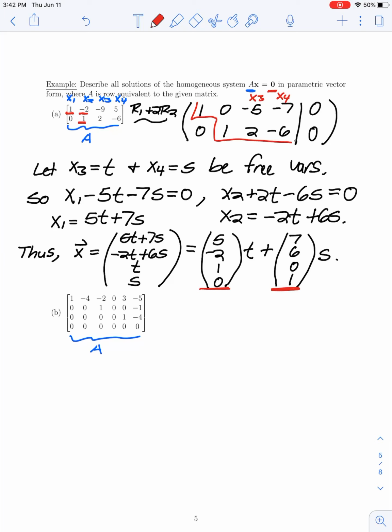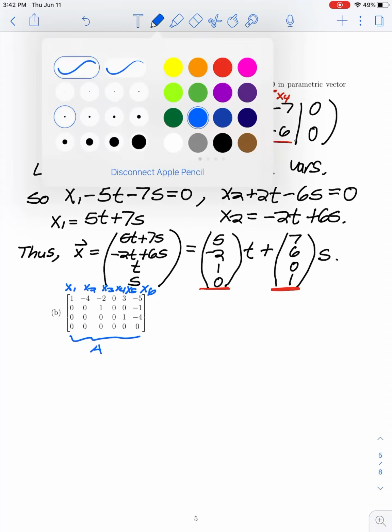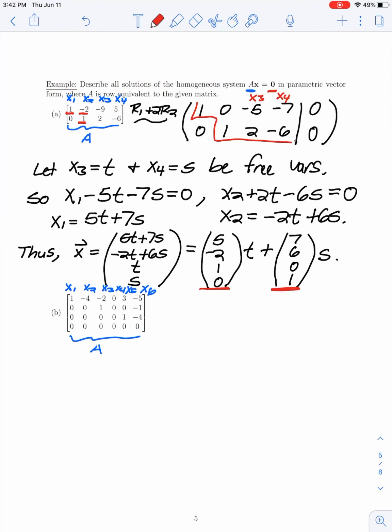In part B, we've got the same sort of problems, but a larger dimensional system here. So here we have a 4 by 6 matrix. So 4 equations in 6 variables, x1, x2, x3, x4, x5, and x6. And we see here that it is in echelon form.